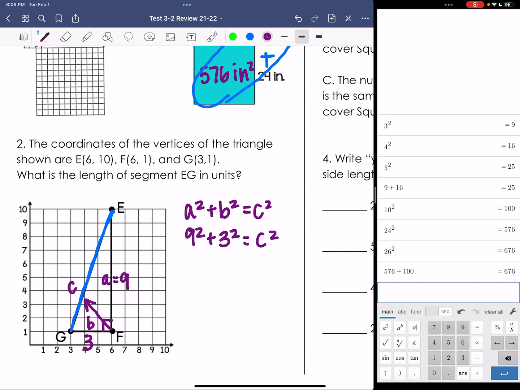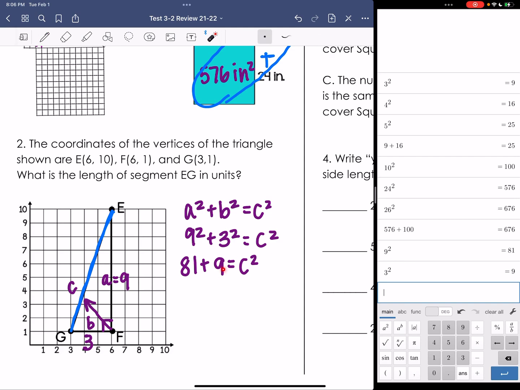So now we're going to simplify our exponents. So 9 squared equals 81. Plus 3 squared equals 9. And this equals C squared. Again, we need to simplify this. 81 plus 9 is going to equal 90. And this equals C squared.